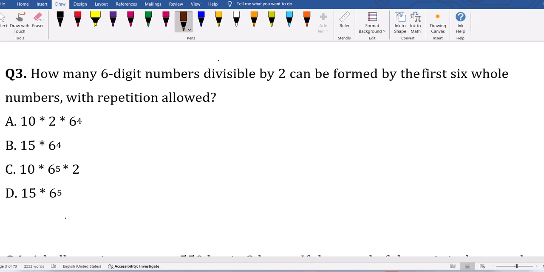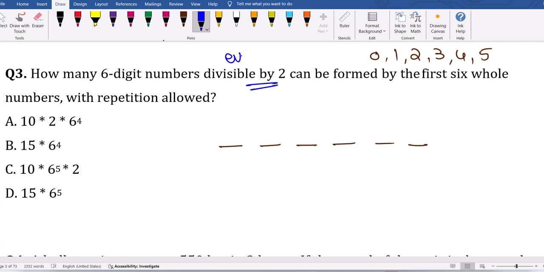How many 6-digit numbers divisible by 2 can be formed with the first 6 whole numbers? Guys, first 6 whole numbers: 0, 1, 2, 3, 4 and 5, 0 is allowed. And here repetition is allowed. First thing, it should be divisible by 2, which means an even number is required. To make it even, the last digit is 0 or 2 or 4: 3 ways. And read the question, repetition is allowed.